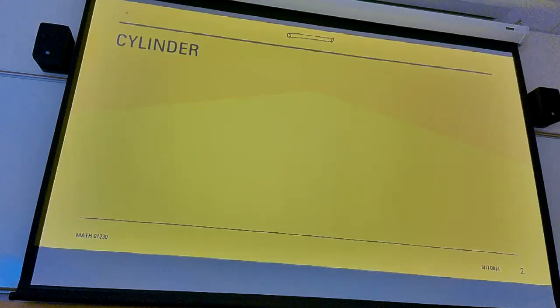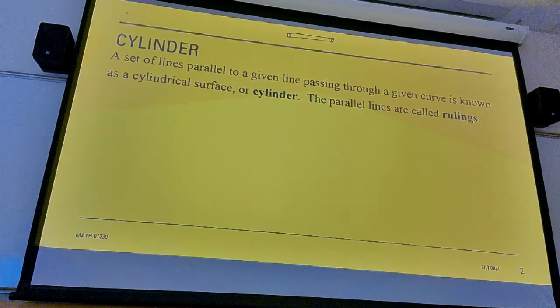So specifically, this type of cylinder is known as a right circular cylinder. Here's the definition of a cylinder. A set of lines parallel to a given line passing through a given curve. It's known as a cylindrical surface or just simply a cylinder. The parallel lines are called rulings.